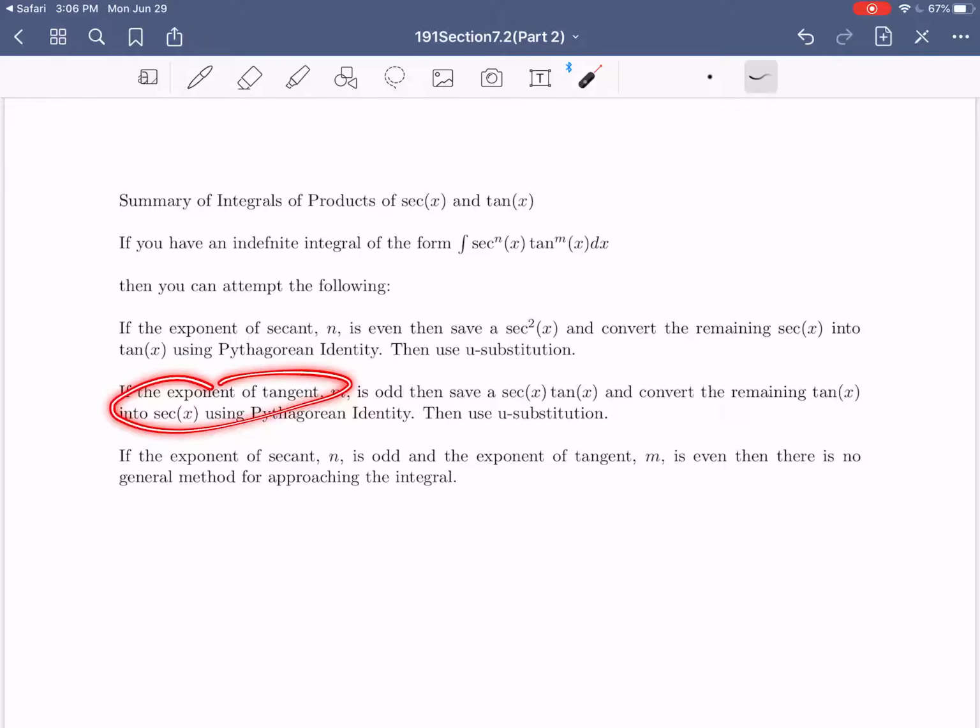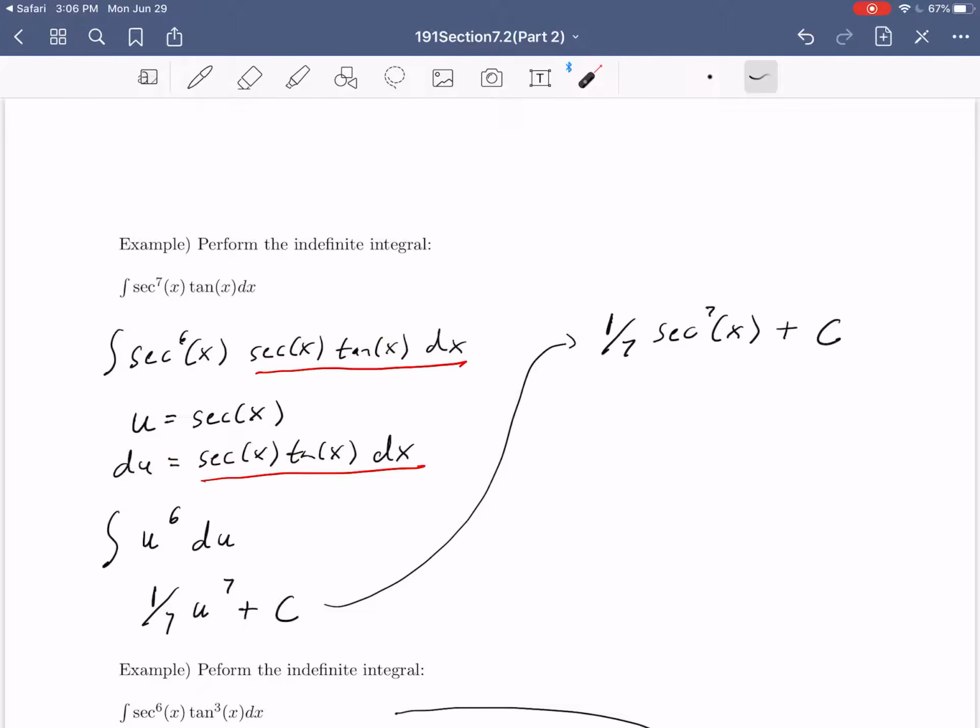If the exponent of tangent is odd, then you can save a secant tangent and convert the remaining tangents into secants using the Pythagorean identity. Then you can use u substitution. Those were the last two examples. Here we had secant to the 7th tangent. Notice that this was odd, so we did not save a secant squared. Instead, we noted that this was a 1 here. That's an odd power of tangent, so we saved a secant tangent. We didn't have to do any conversion, so we just immediately went to the u sub.